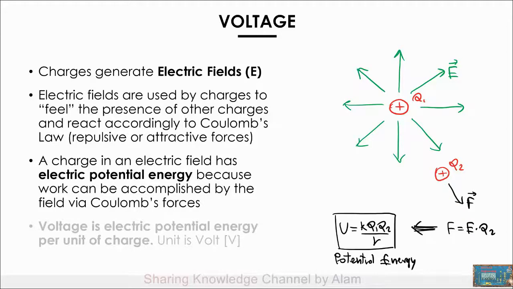It is possible to demonstrate that the potential energy of the charge Q2 can be written with this equation. So U is equal to K, which is a constant, multiplied by Q1 Q2. So it depends on the value of Q1, obviously, because the higher Q1 is, the bigger the electric field. It depends on Q2, because the bigger Q2 is, the bigger the force will be, so the bigger the work that will be done.